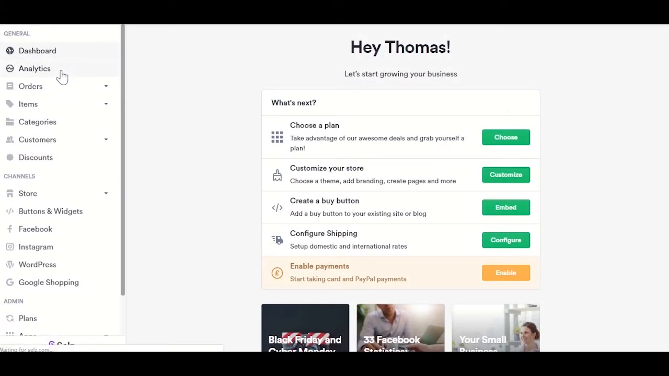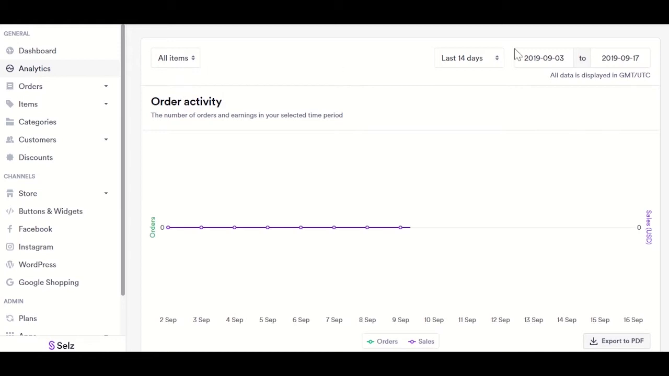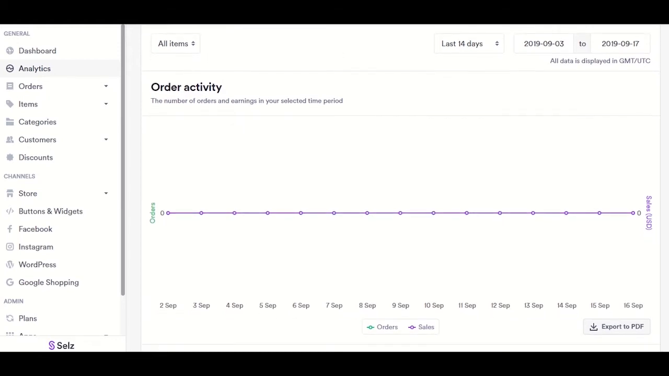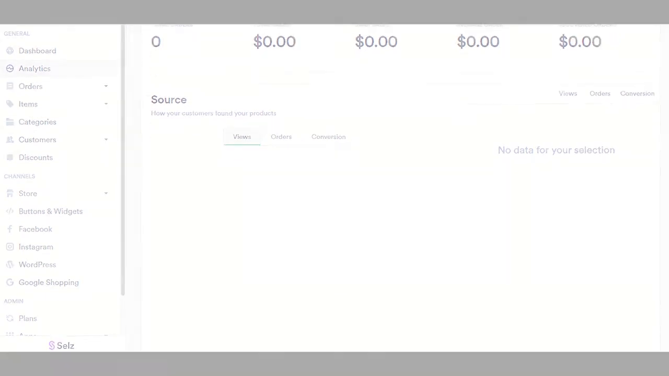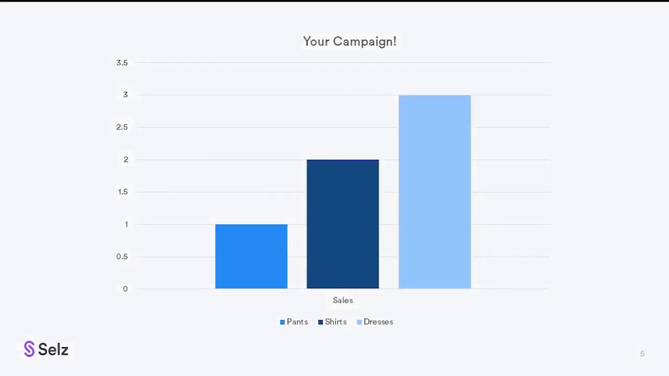Once you've gotten the results of your campaign back, it's time to dive into those sales and conversions. You can use Google Analytics or Selz's built-in store analytics tools to see what your site visits and conversions were like during the period of your campaign. What worked? What didn't? And how do you know? The answer is to test different groups of products, as well as doing smart comparisons.